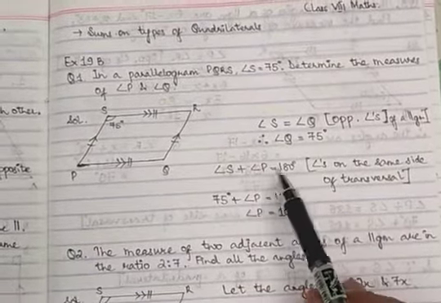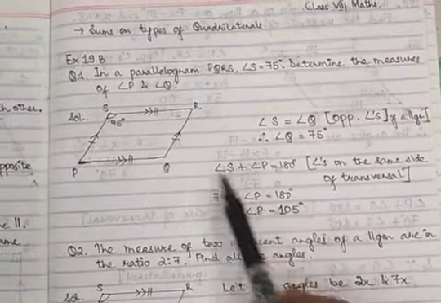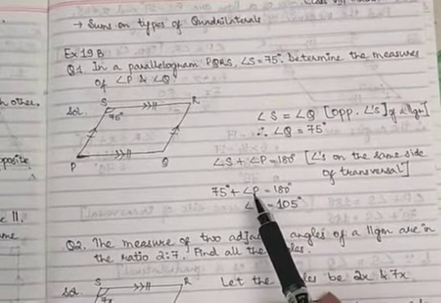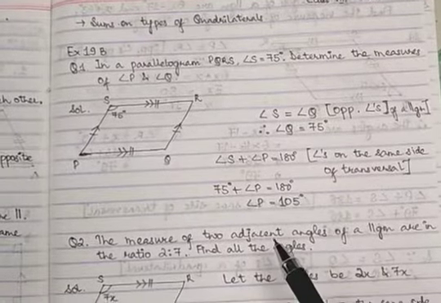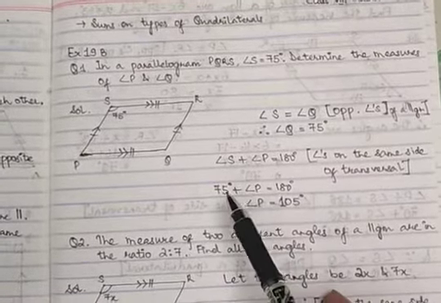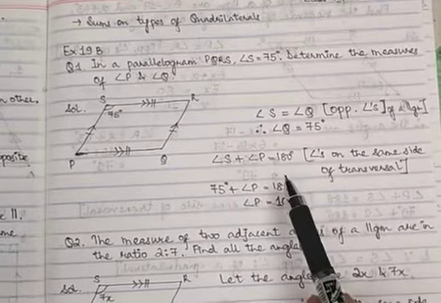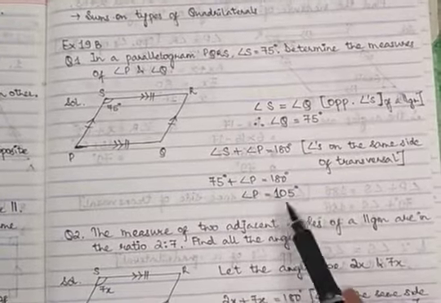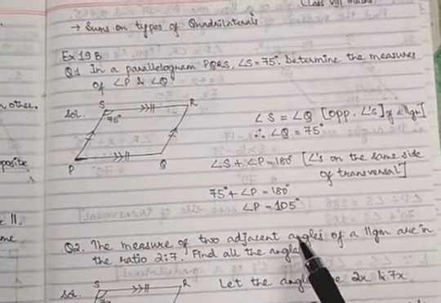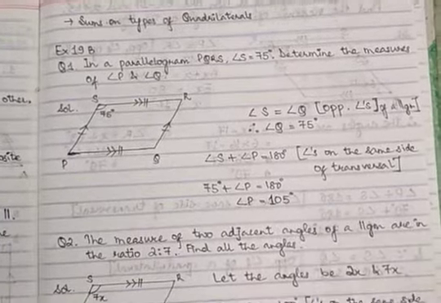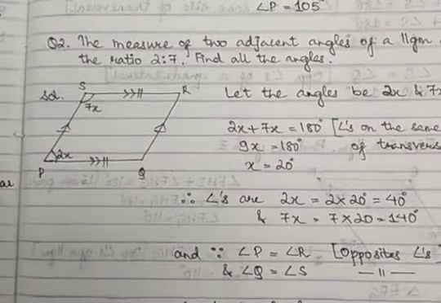Angle S plus angle P equals 180 degrees. Angle S we have as 75 degrees, so 75 plus angle P equals 180 degrees. 75 goes to the other side, subtracts: 180 minus 75 is 105 degrees. As I've already told you, you can skip a few steps in order to save your time. So it is 105 degrees.